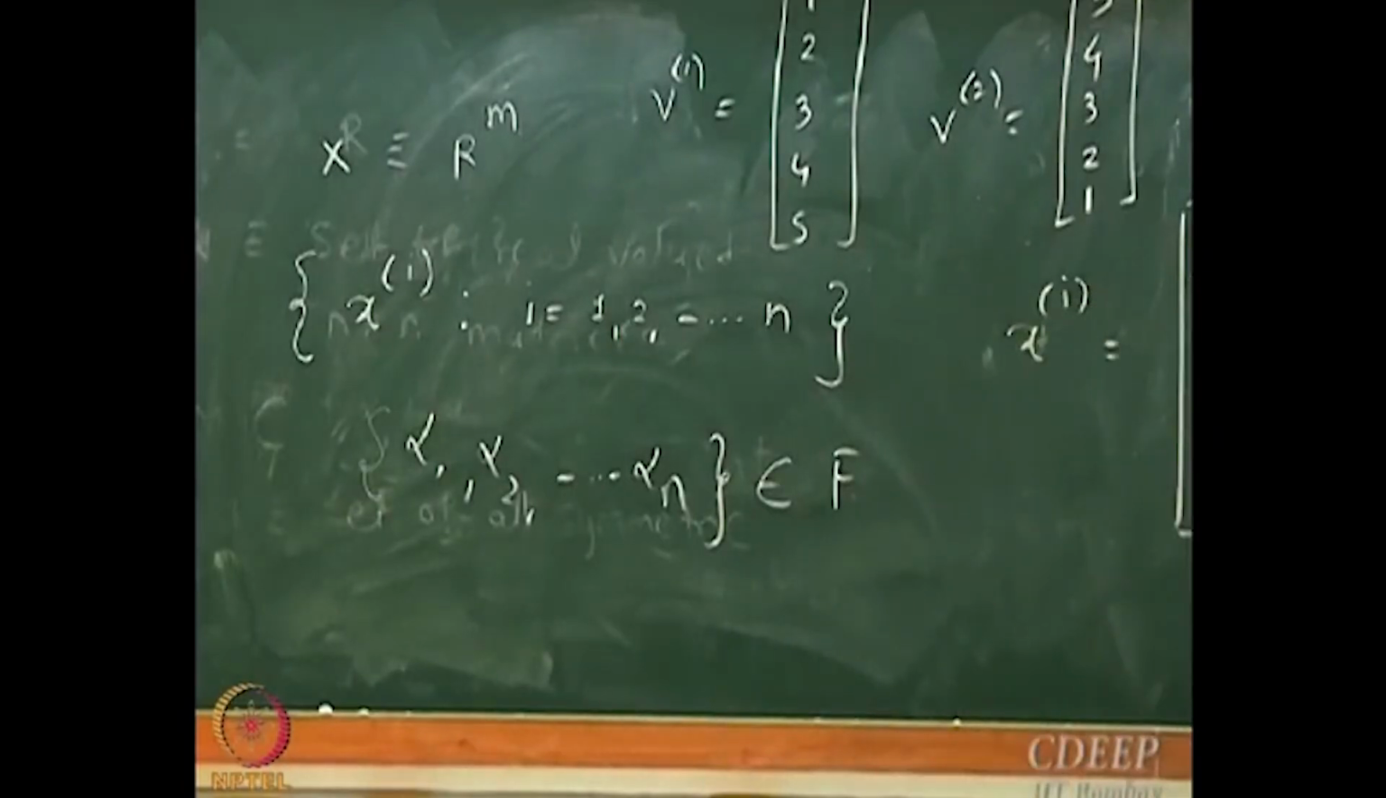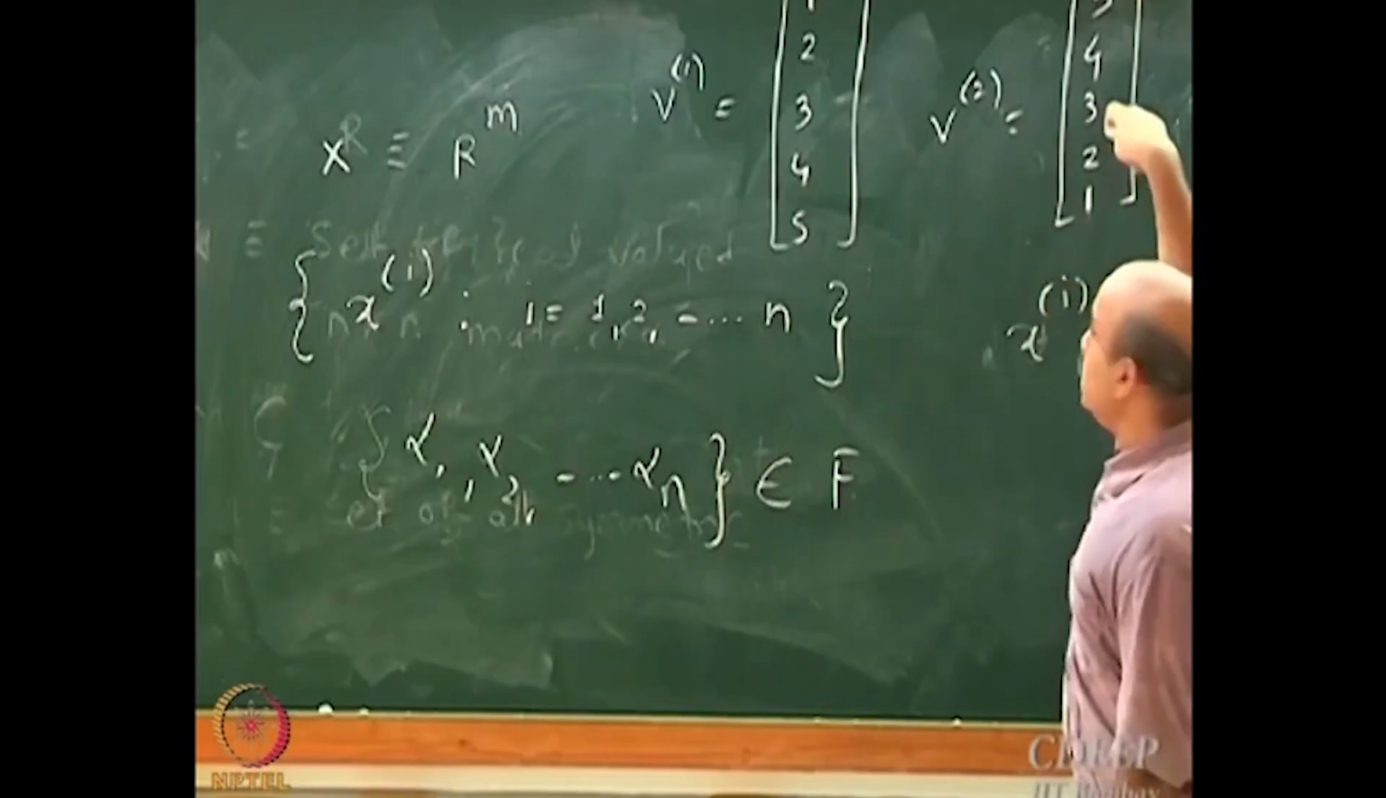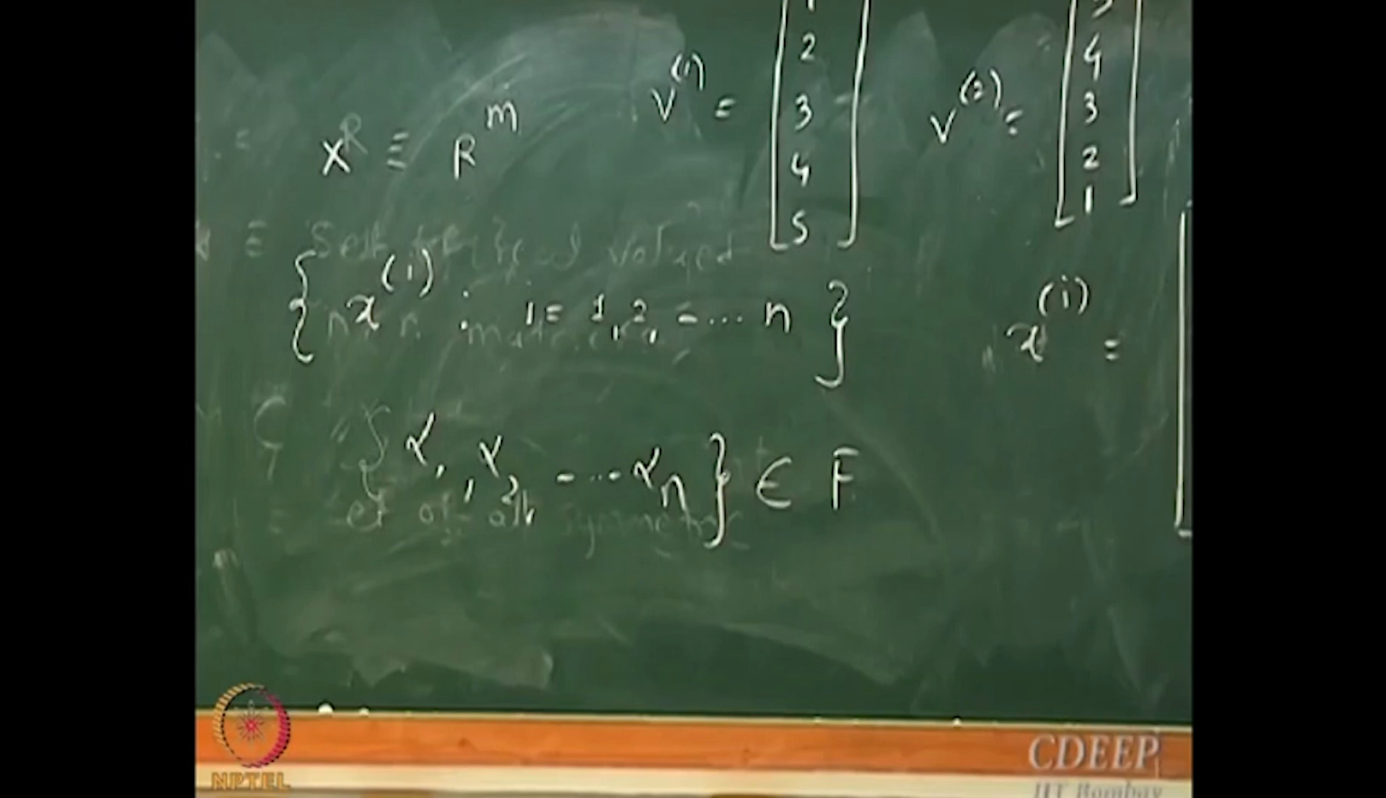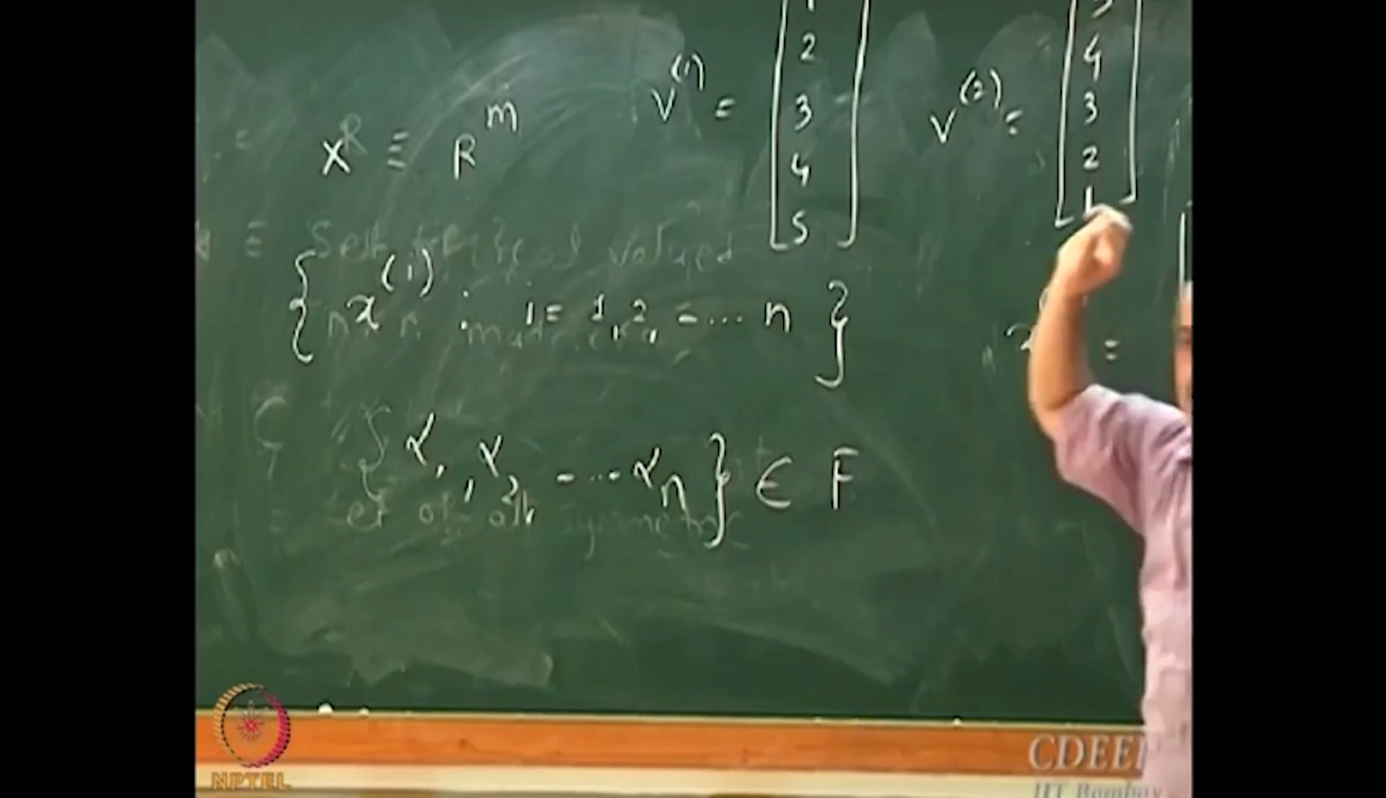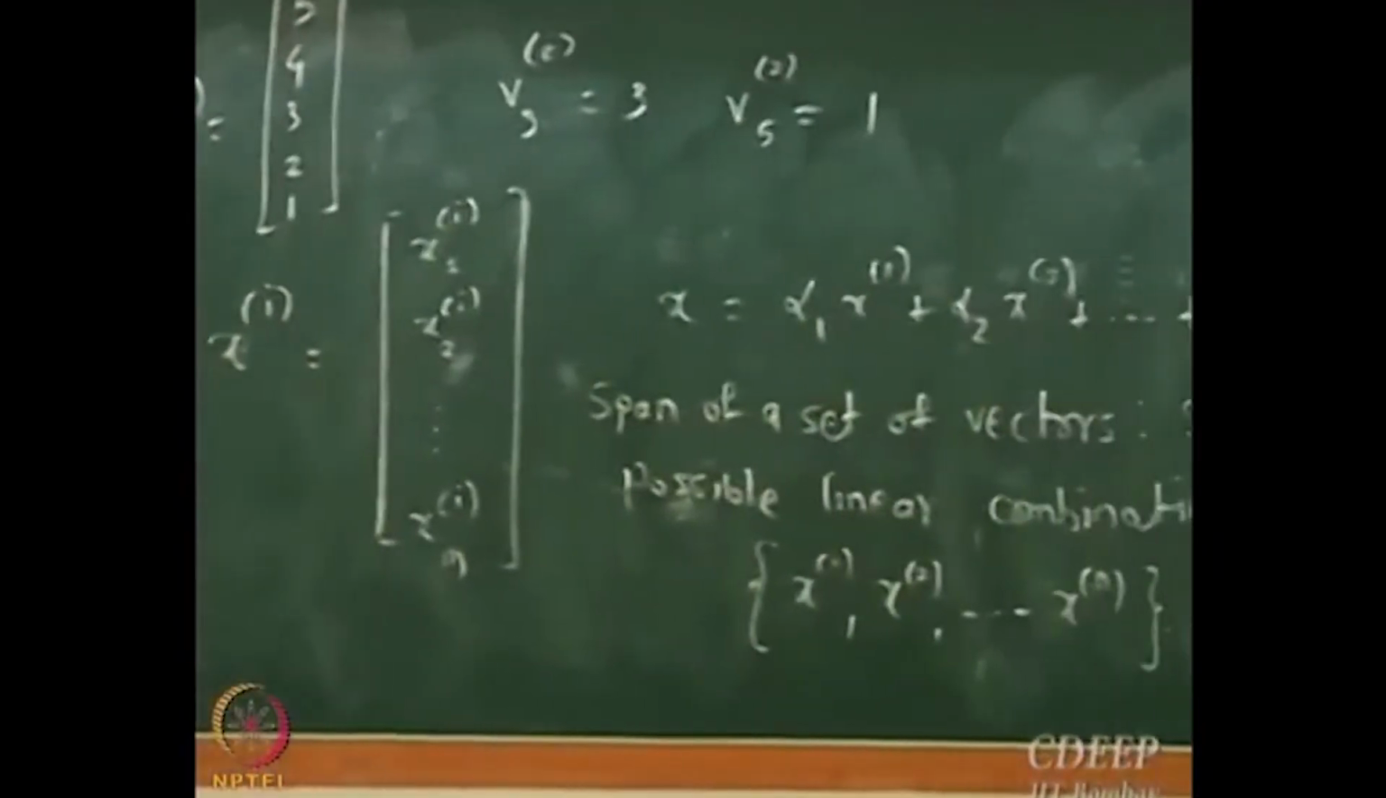Okay, now how do I refer to the third element of vector 2? So I will say v2, 3, that is equal to 3. Okay, vector 2, third element. Similarly, v2, 5 will be 1. So, sir, this is not a subspace? No, this is just a notation.